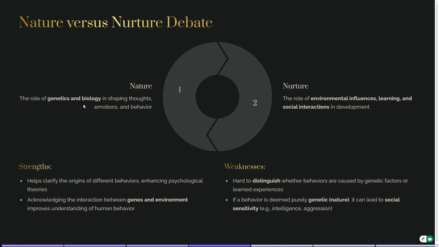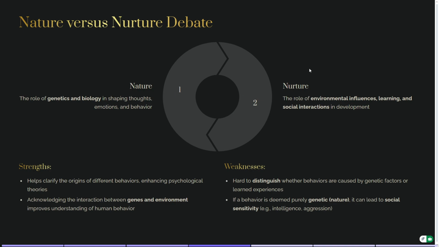So, the role of genetics and biology in shaping thought, emotion, and behavior. Now, you were born with your genetics, you were born with your biology, talking about your brain, your genes, your hormones. So nature believes that those are the factors that are responsible for your behavior.